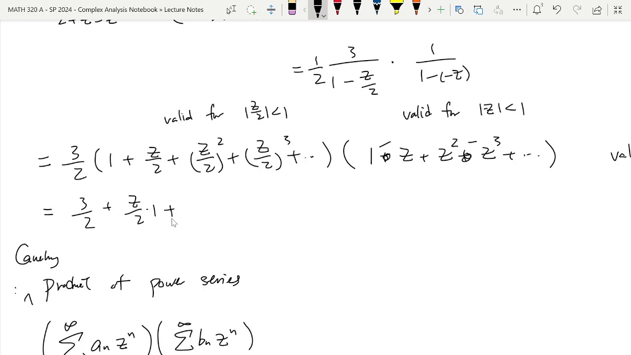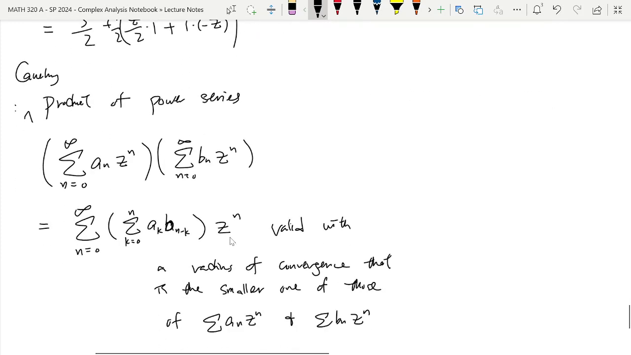So if you choose 1 here, what should you choose for the other bracket to get z to the power 1? Negative z, right? I heard you said negative, right? Negative z times 1, so you get negative z. And then don't forget the 3 over 2 in front. That is the correct answer. Okay? And that's exactly what the Cauchy product is saying.